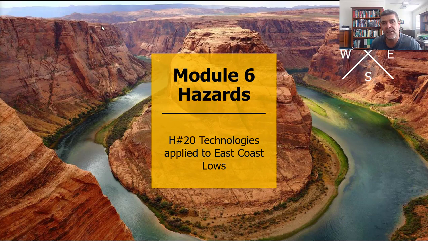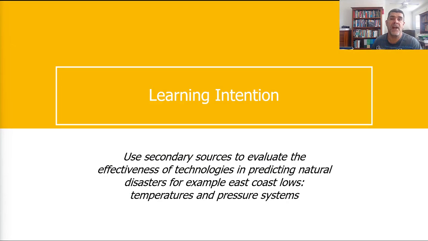This is Module 6 on hazards, and we're going to be looking at video number 20, the third in our little mini-series on some of the technologies that we apply to different types of hazards, particularly around their prediction and preferentially some sort of early warning systems. So this time we're going to focus on East Coast lows. Just as for the others, but with a slightly smaller list this time, we want to look at the effectiveness of technologies in predicting natural disasters, particularly these East Coast lows. And we're going to focus a little bit on temperature and pressure systems in this video.